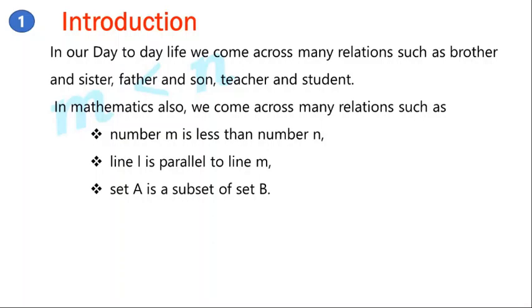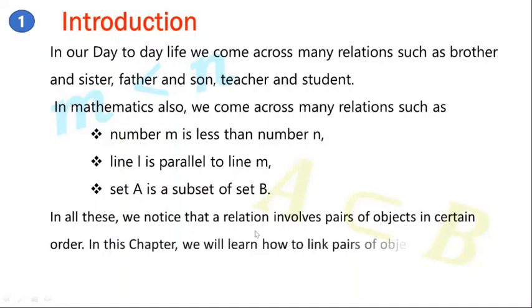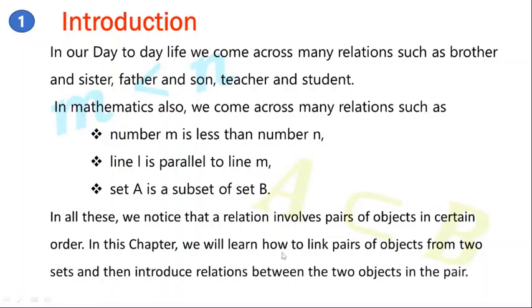In all these, we require a pair to relate them. So we notice that a relation involves pairs of objects in a certain order. In this chapter, we will learn how to link pairs of objects from two sets and then introduce relations between the two objects in the pair.